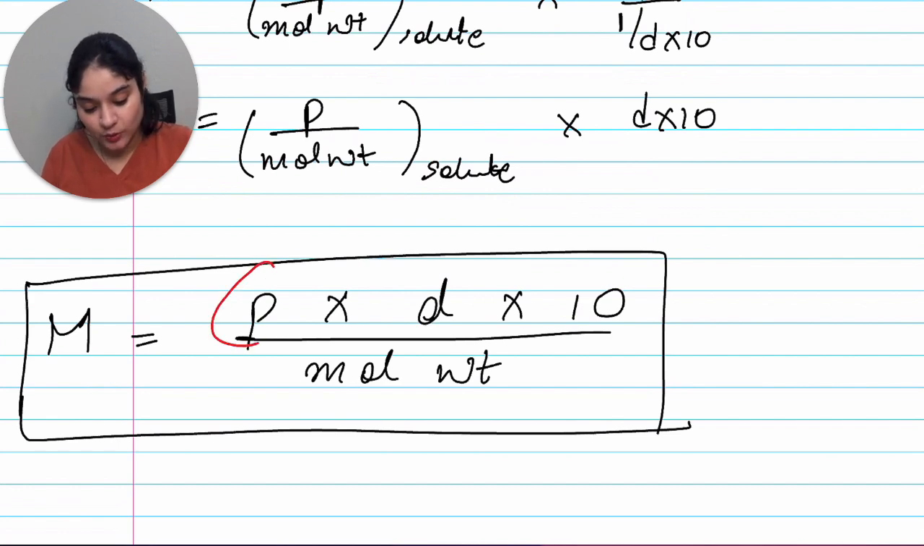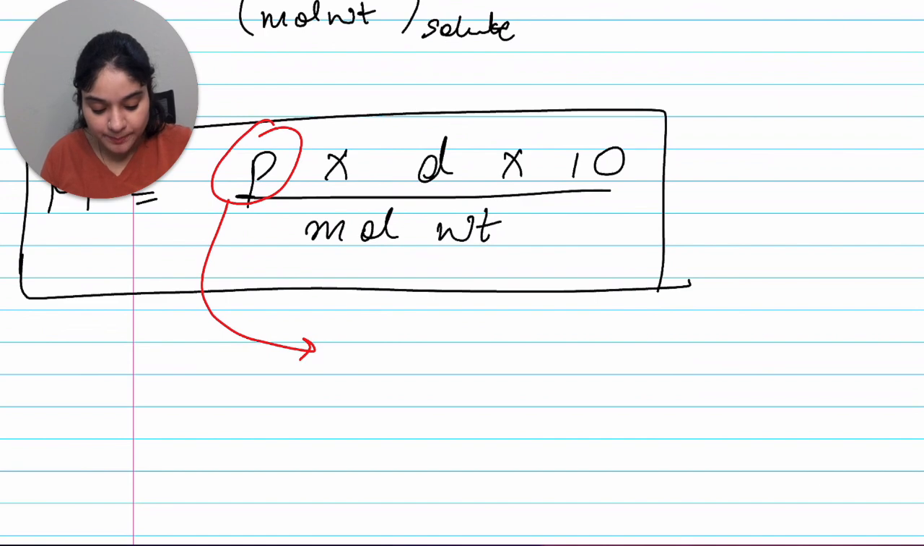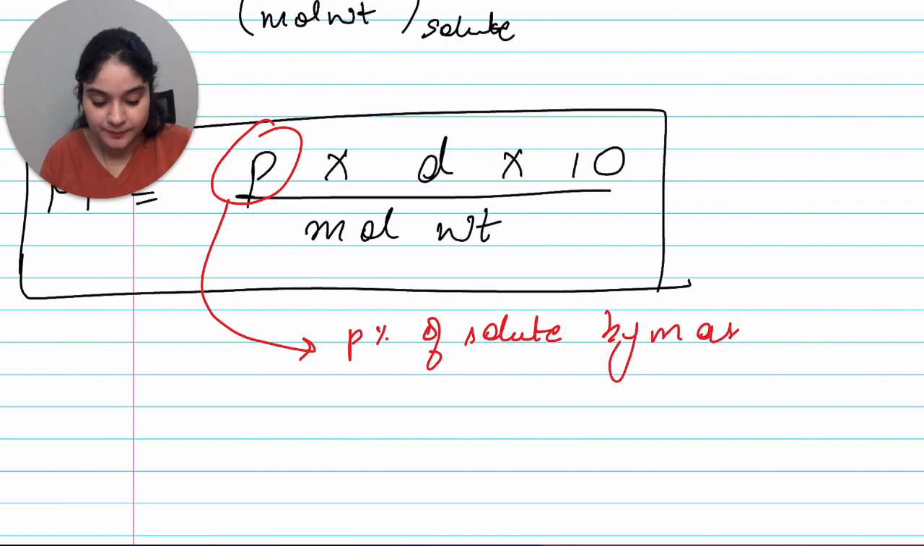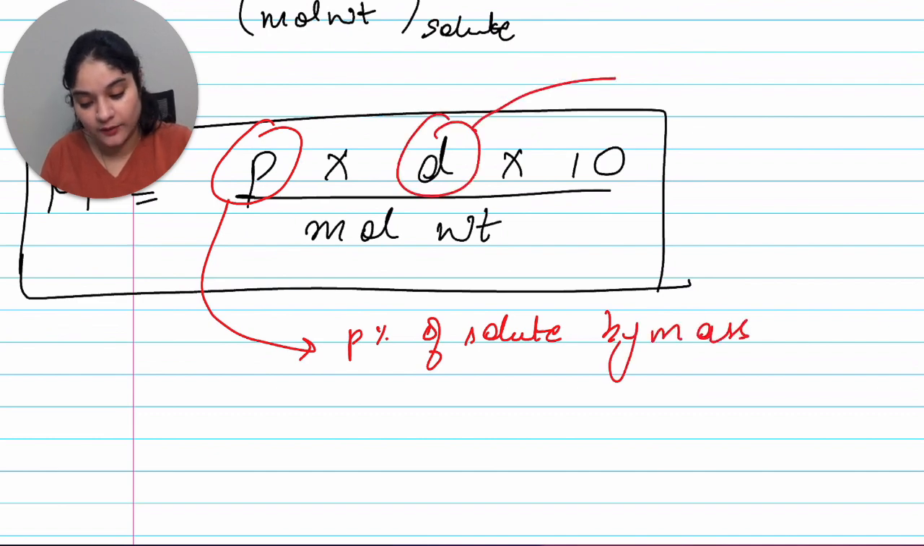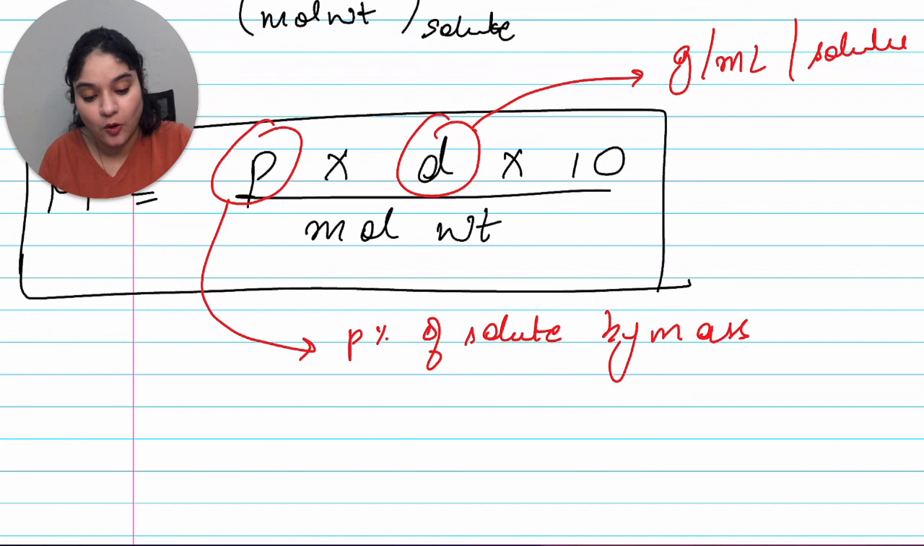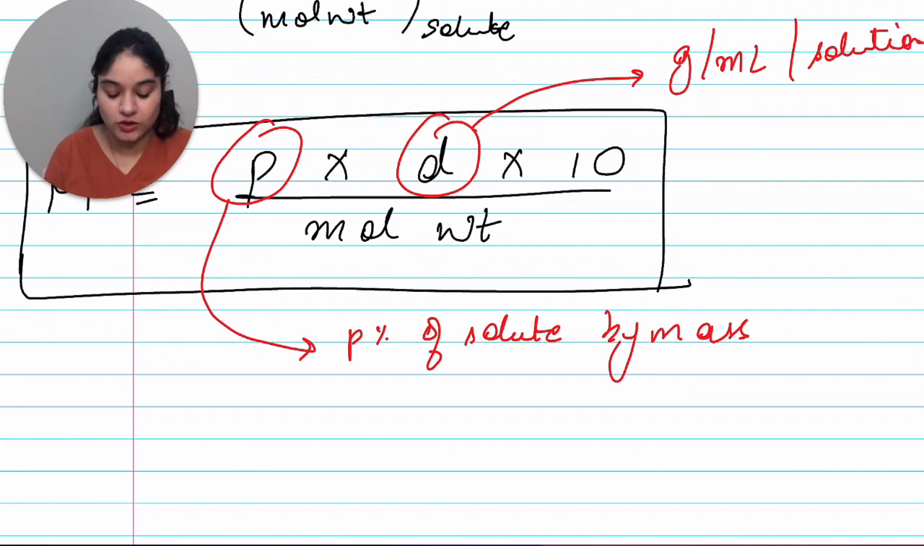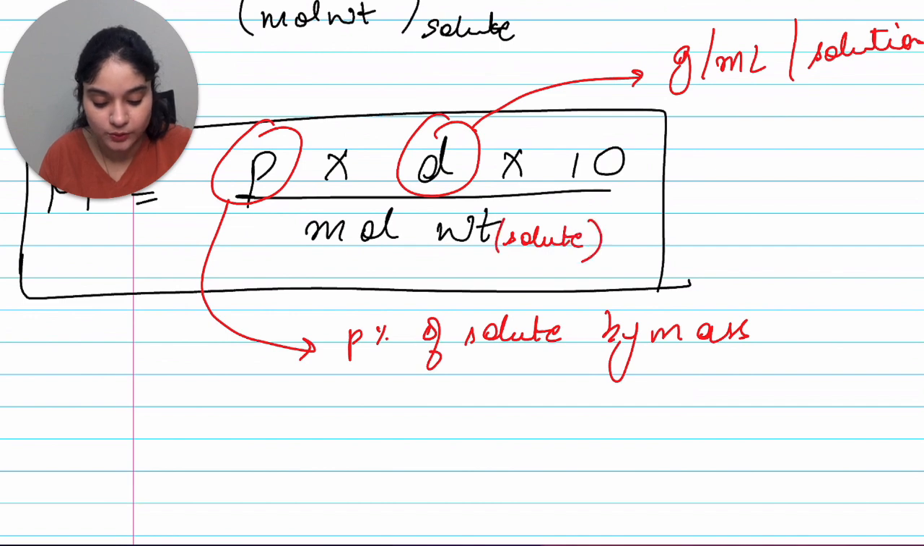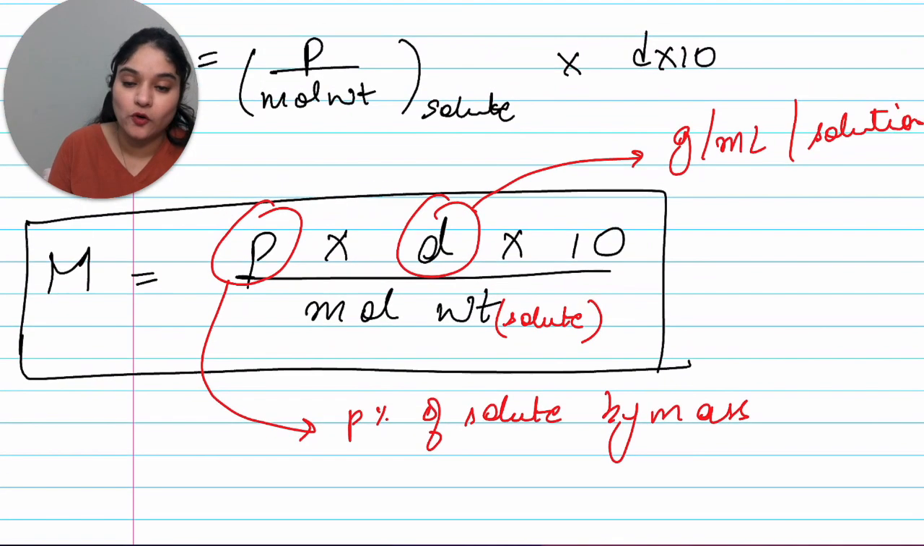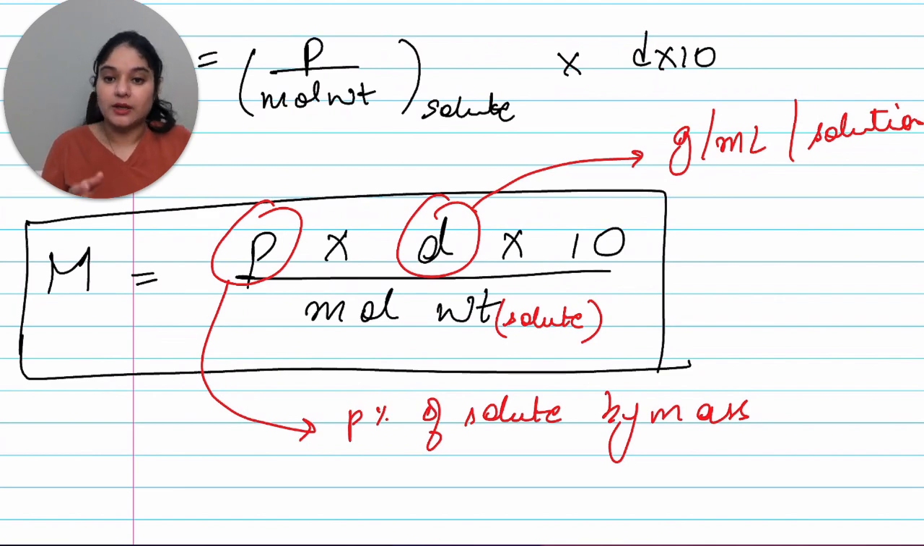The P that you have is P% of solute by mass. The density that you have is given in grams per milliliters, and the density is also given for solution. All these three things are your condition. The molecular weight that you are using here is for solute. So this is your final formula with the conditions that your molarity equals P.